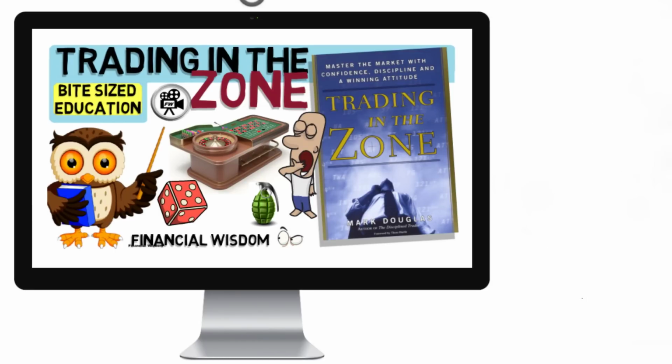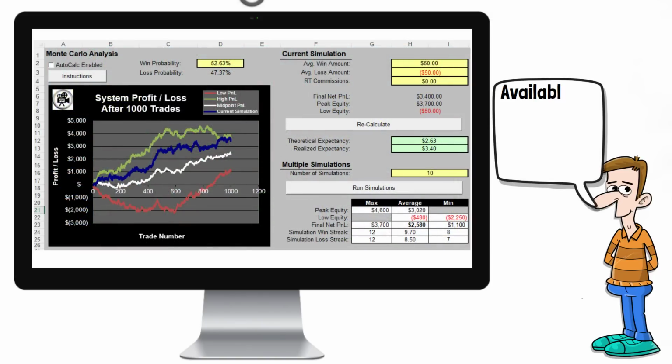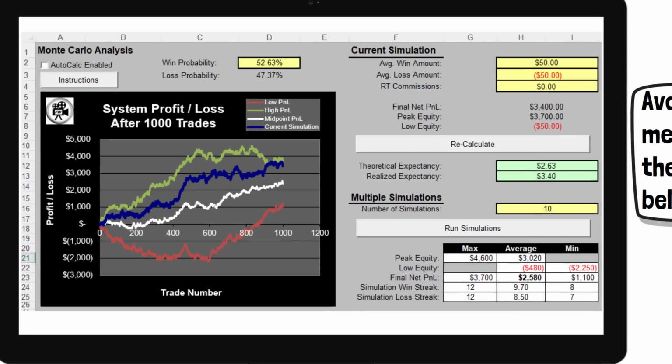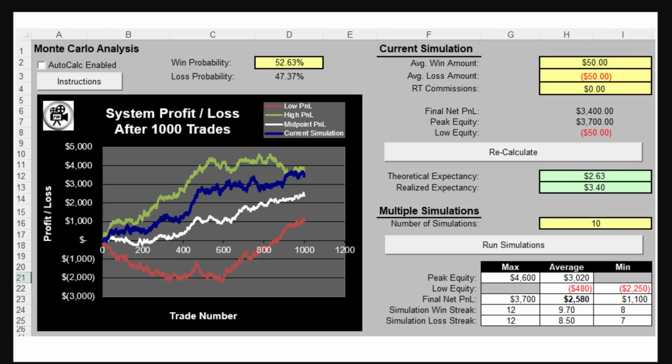Let's look at this trading simulator, which we have used many times before on the channel. We assume we have a trading edge of 5.26%, the same as the roulette example we used. That translates into a win probability of 52.63%, and the probability of losing at 47.37%. When we win $50, and when we lose $50. After 1,000 spins or 1,000 trades, we can see how the rolling profit and loss accounts would look like.